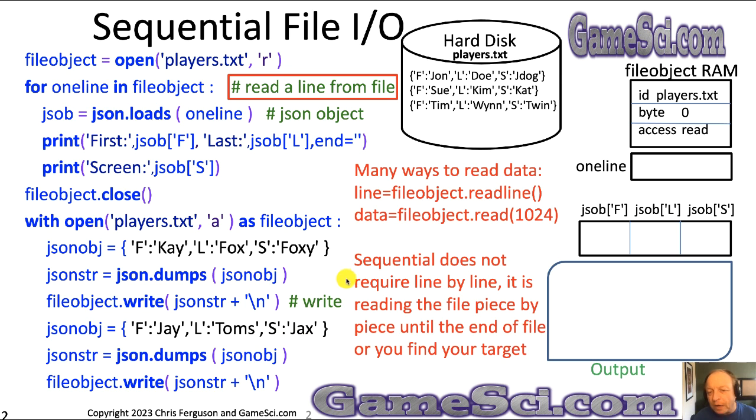Sequential does not require line-by-line reading of the data. It is reading the file piece by piece until the end of the file or you find your target.